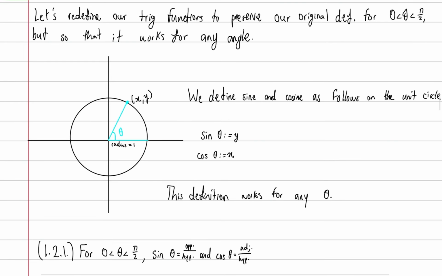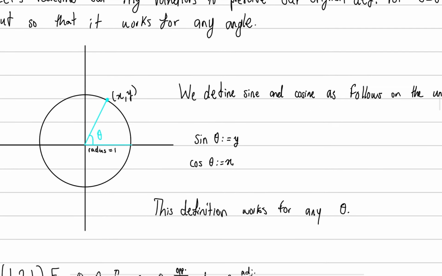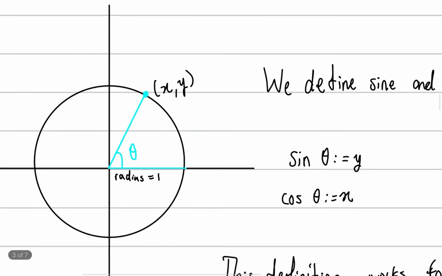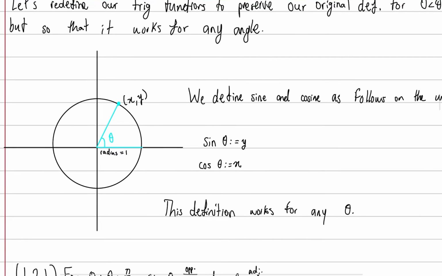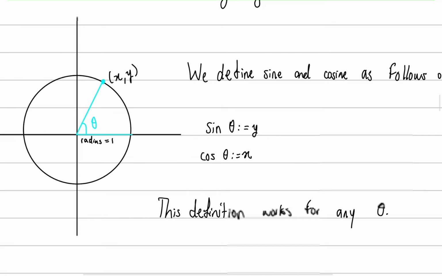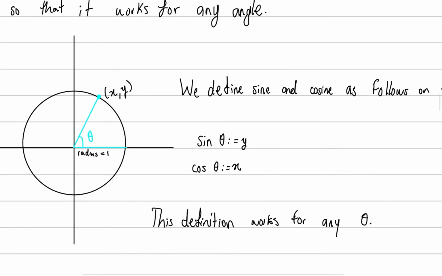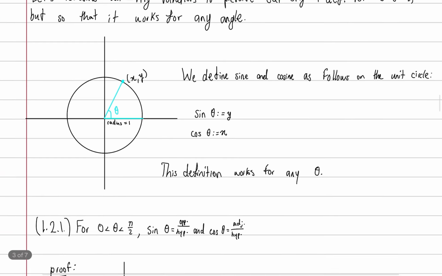So we'll define sine and cosine to be as follows in the unit circle. Let's say you have angle theta. The sine of theta is defined to be the y-coordinate of this point of intersection of the terminal ray of the angle and the circle, and cosine theta is the x-coordinate of that.